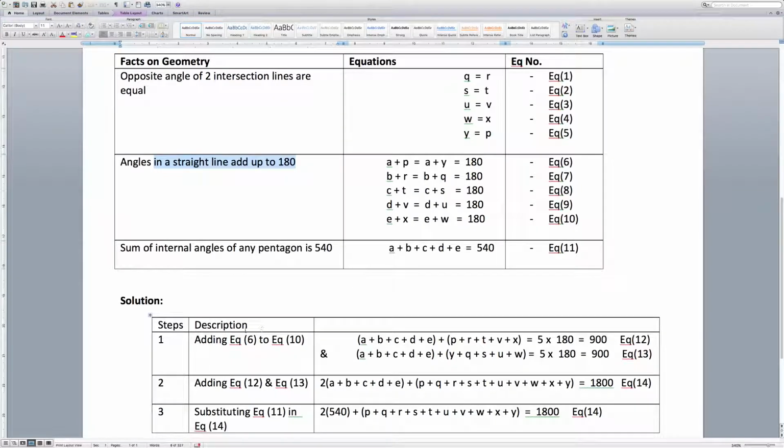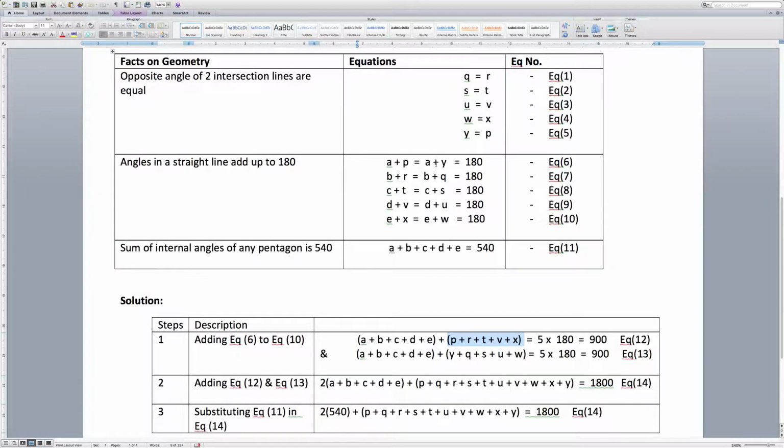The step is to add the equations 6 to 10. If you add up all the equations 6 to 10 along this column, A plus P, B plus R, C plus T, D plus V, and E plus X, you get this. Again, you can club all the A, B, C, D, E in a single bracket, and all the P, Q, R, S, T, U, V, W, X, Y in another bracket. Then on the right hand side, you get 180 times 5, which gives you 900. Let's call it equation 12. Here we have only added these 5 elements.